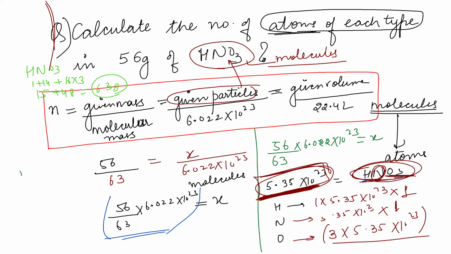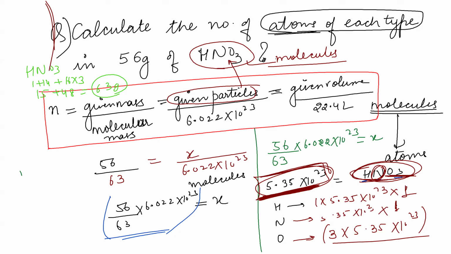Why should you divide by 5? Shouldn't you multiply? See, can you see from the HNO3 molecule that one molecule has one H atom? Yeah. Can you also see that one HNO3 molecule has one nitrogen atom? Yeah. And can you also see that one HNO3 molecule has three oxygen atoms? Yes. So individually, if you have an idea of one molecule, can you not extend it to the 5.35 into 10 to the 23 molecules?